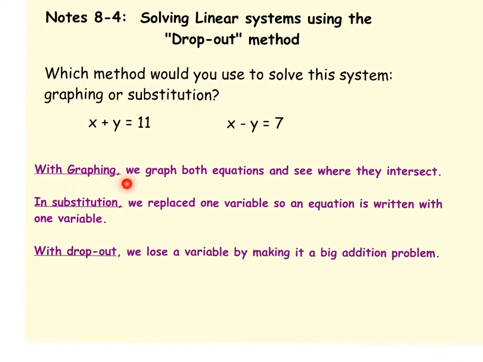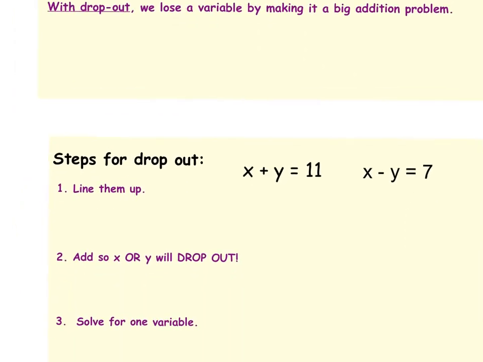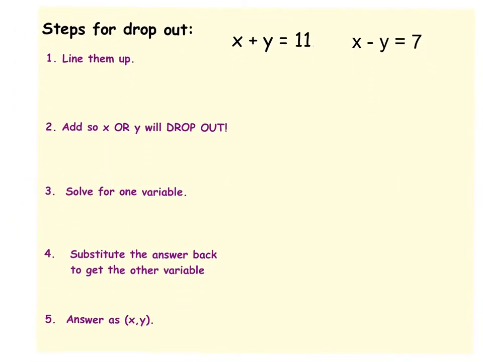Remember, graphing you use when both equations are solved for y. Substitution you use when one equation is solved for a variable. And then dropout, as you can see in these two problems up here, notice how neither of them are solved for a variable, and that's when you want to use dropout. So we're going to scroll down to the steps for dropout.